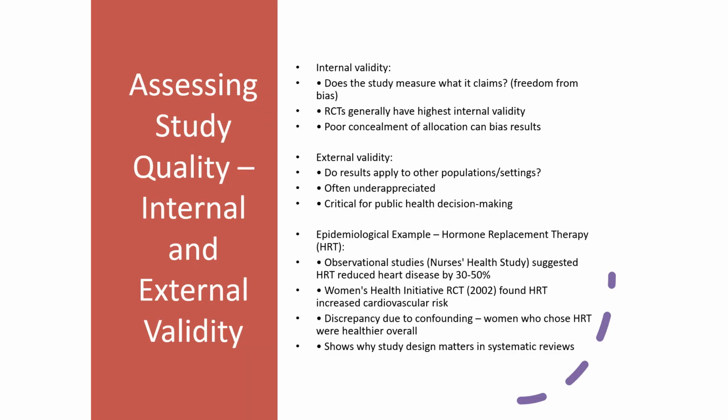When we assess study quality, we think about two kinds of validity. Internal validity is about freedom from bias. Does the study measure what it claims to measure? Randomized controlled trials generally have the highest internal validity because randomization balances measured and unmeasured confounders. But not all RCTs are equal.